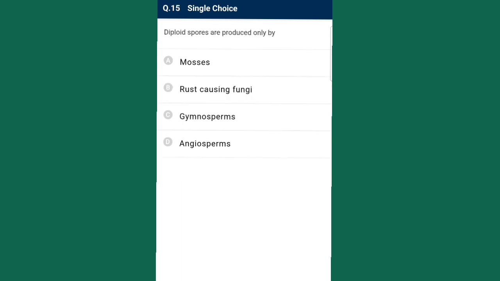Question number 15. Diploid spores are produced only by? Rust causing fungi such as Puccinia produce diploid spores like teliospores in their life cycle. Teliospore is a thick-walled resting spore produced by Puccinia in its primary host, wheat. The spore can survive for a long duration in soil and germinate to form basidia, which produce haploid basidiospores by meiosis. So the answer is option B, rust causing fungi.